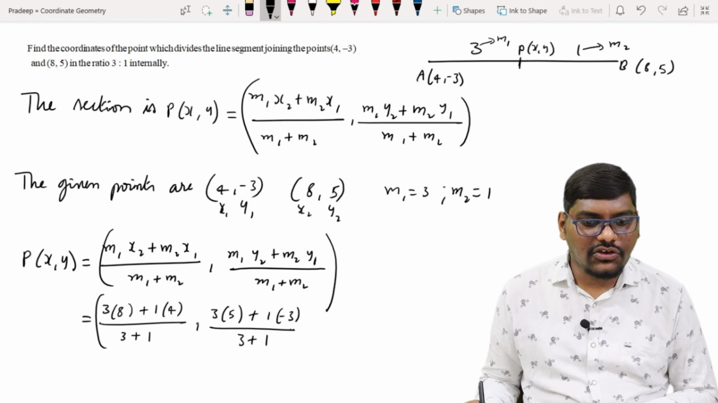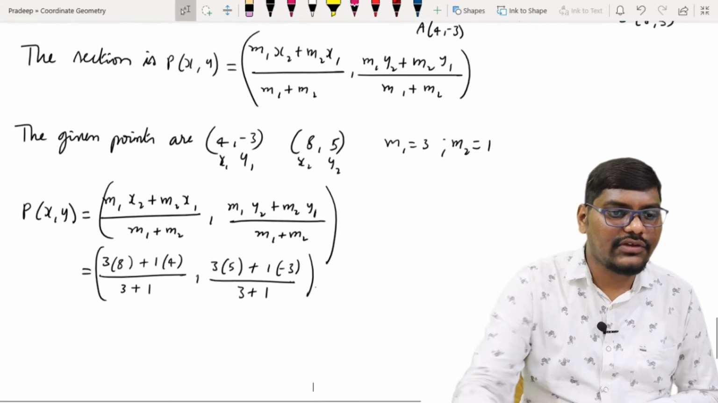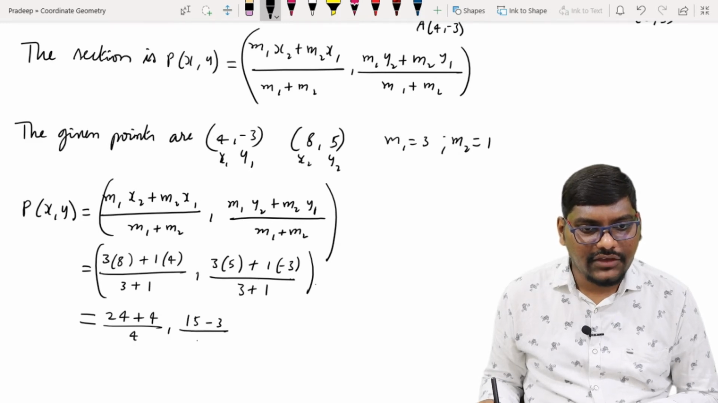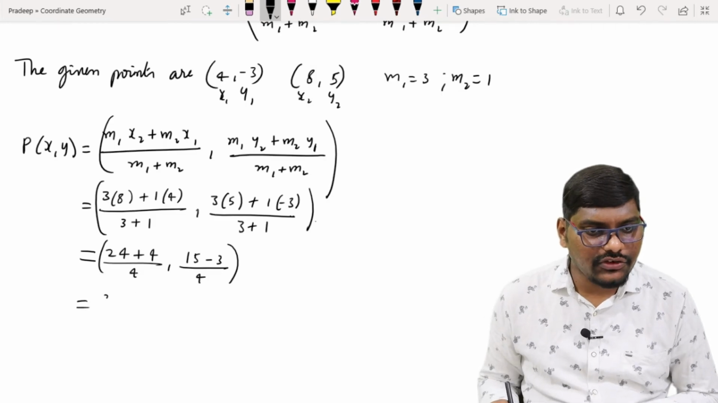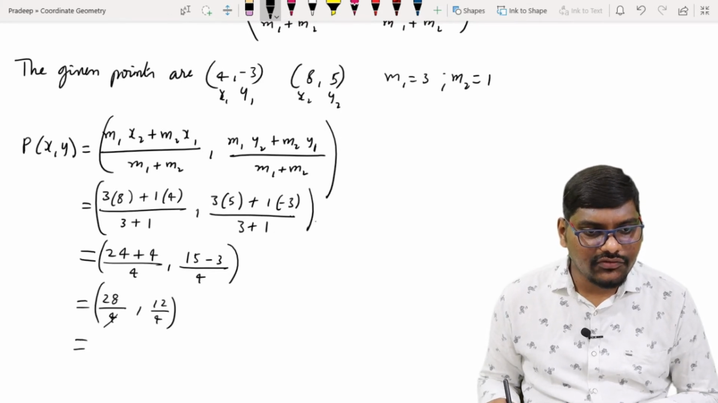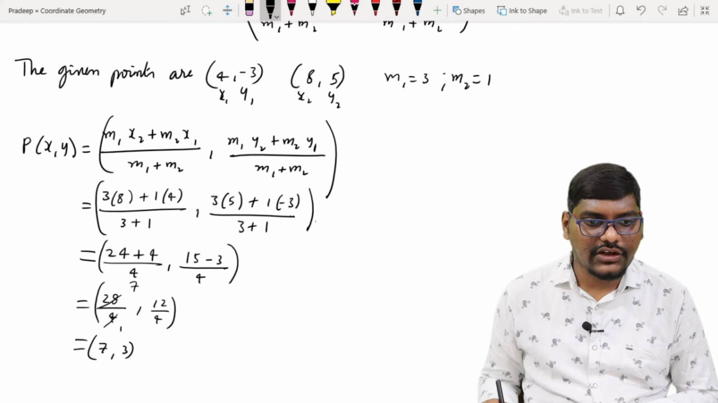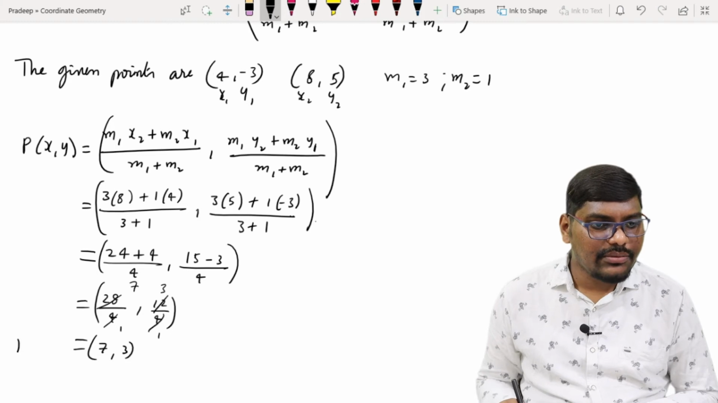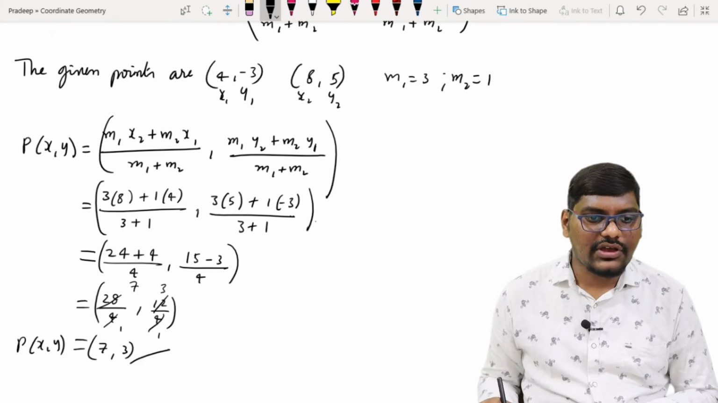So now we can just solve this. For further solving, 8 3s are 24, 4 1s are 4 by 4, 5 3s are 15 minus 3 by 4. 24 plus 4 is 28 by 4, and 15 minus 3 is 12 by 4. So we can write 28 by 4: 4 7s are 28, so 7 comma 4 3s are 12, so 4 1s are 4, 3s are 12. This is 7 comma 3, the point P x comma y. We got 7 comma 3.